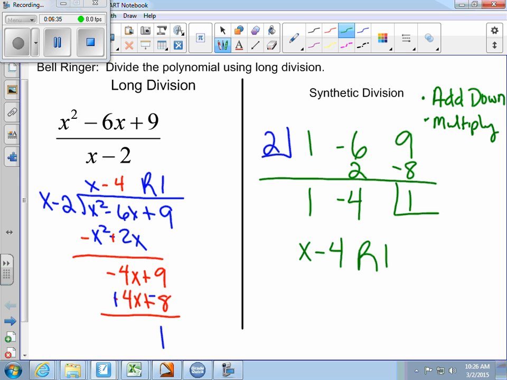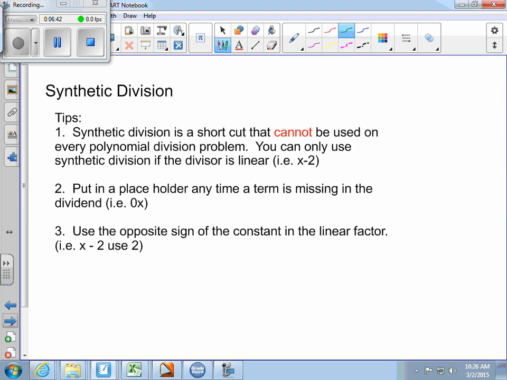Okay, so this is the shortcut to long division. Some tips. Synthetic division is a shortcut that cannot be used on everything. So you need to know when it can be used. To use synthetic division, the divisor has to be linear, like x minus 2. It can't be x squared plus 5, right?